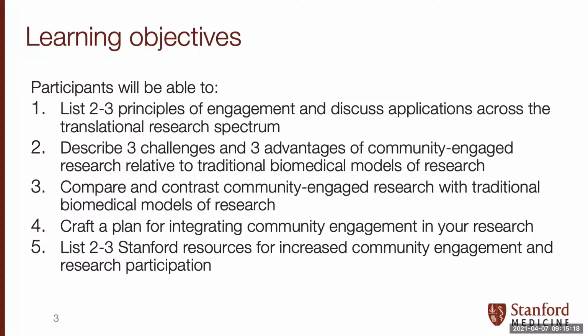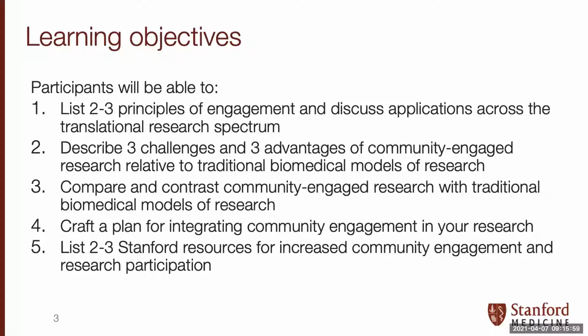Okay, so I'll go ahead and share the learning objectives while we get started. So at the end of this session, we're hoping that you'll be able to list at least 2 or 3 principles of engagement and discuss their applications across the translational research spectrum. And when I talk about the translational research spectrum, it's really acknowledging the fact that we do different kinds of research. Some of those are really early stage in the translation, and some of those are later stage. And the spectrum really refers to that bench to bedside idea, or we like to say bench to bedside to curbside, right? So getting answers out into the community.